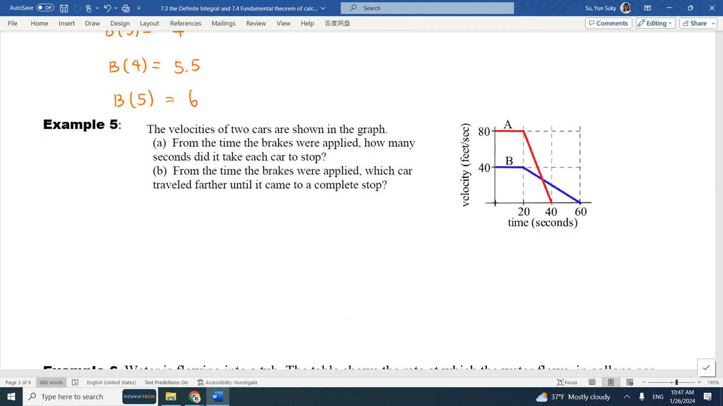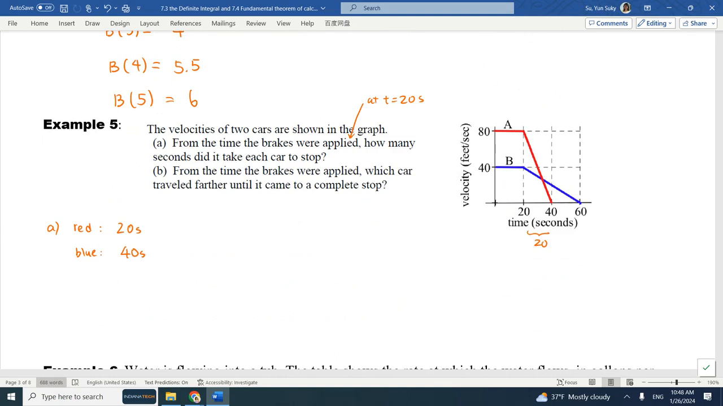Okay, part A. What's the time the brake was applied? How many seconds did each car take? So the red car, how many seconds? Let me see, do we start to count here, or when the brake was applied? The brake was applied at t equals 20 seconds. So the red car takes 20 seconds. And the blue one takes what? 40 seconds.